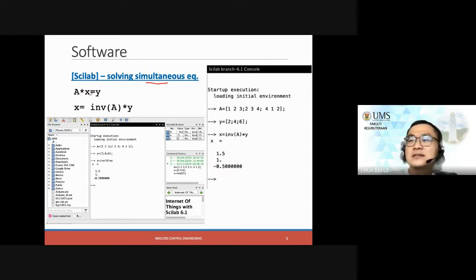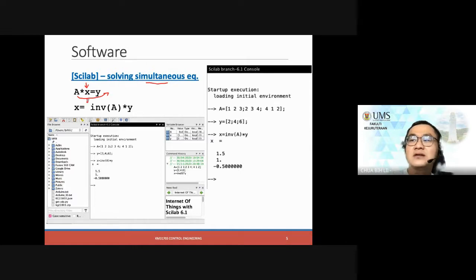All right, so let's take this as an example. In mathematics you would know that if you have a matrix, or a symbol, A multiplied by x equals y, and you would like to know x, then you can rearrange such that x is equal to, moving A to the other side, the inverse of A multiplied by y. So this is how you can rearrange it.